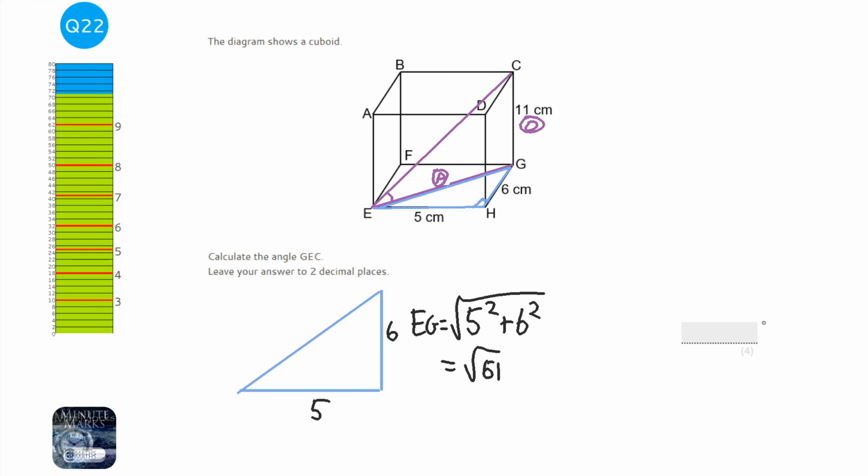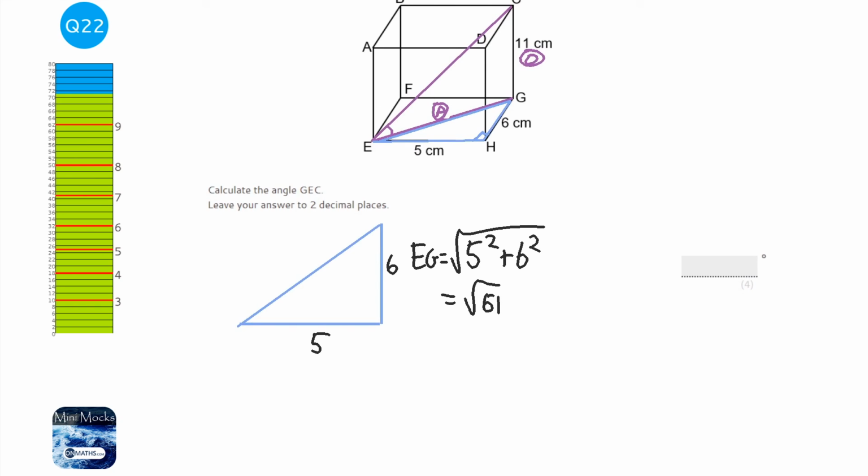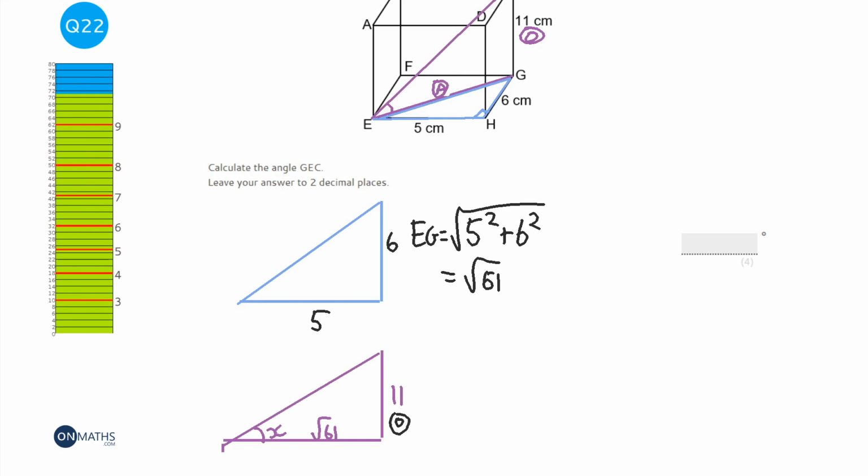Okay, so the next thing to draw is the right angle triangle, the purple one that we've got on the diagram. So let's start drawing that. Okay, so we've got the base at the bottom, which we now know is root 61. Let's scroll down a bit. And the height is 11, and we're looking for this angle here. And we can call this angle x. Okay, so to do this question, we need to label the sides first. So that's the opposite and that's the adjacent.